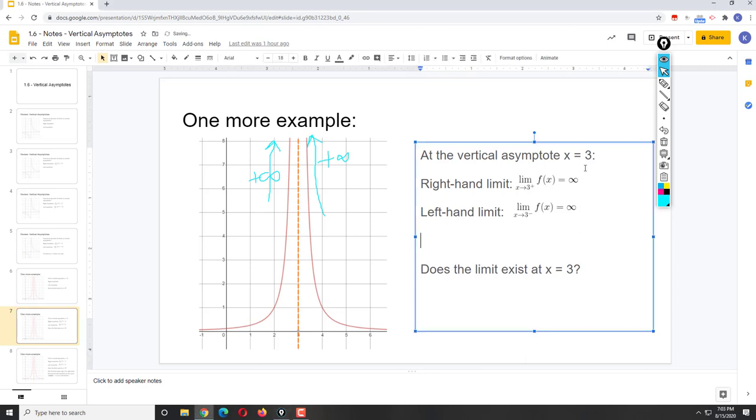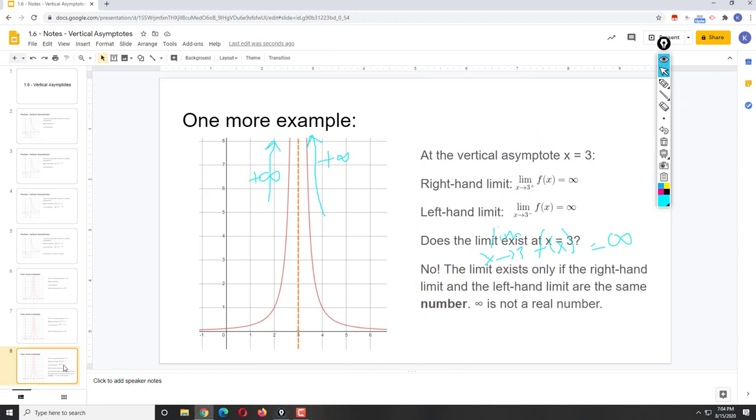Because of this, we can write this as the limit as x approaches 3 of f of x is equal to infinity. But be careful, we're just writing it this way. It's just a way of describing it. The limit doesn't actually exist. No such limit actually exists.